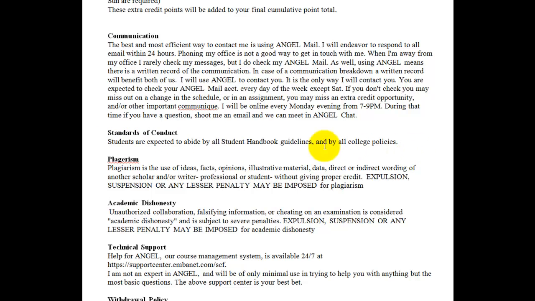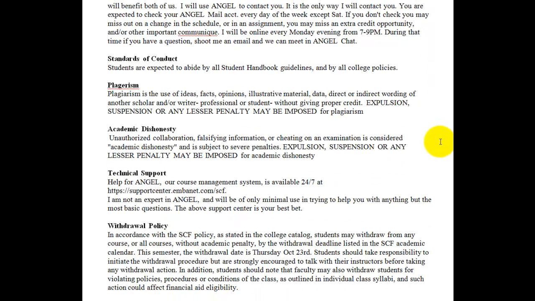Standards of conduct. You should abide by all the guidelines in the student handbook, which is handed out freely in the first couple days of the semester, and all college policies. Plagiarism. I'm chairing the academic integrity committee as we're revamping the new guidelines for students. I don't like plagiarism. Plagiarism is the use of ideas, facts, opinions, illustrative material, data, direct or indirect wording of another scholar and or writer, professional or student, without giving proper credit. Expulsion, suspension, or any lesser penalty may be imposed for plagiarism.